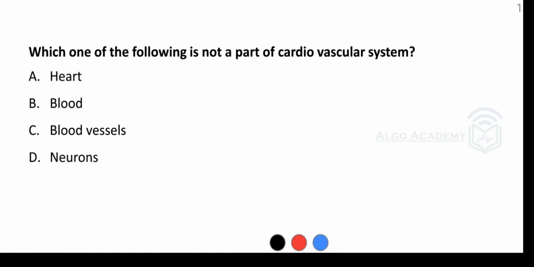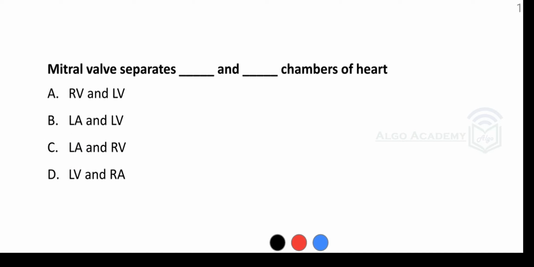Which one of the following is not a part of the cardiovascular system? Heart, blood and blood vessels are part of the cardiovascular system, and neurons and related structures are part of the nervous system. So the answer is option D, neurons.